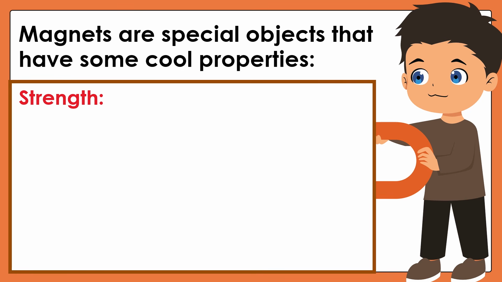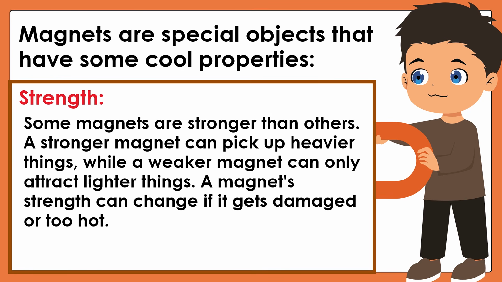Second is the strength. Some magnets are stronger than others. A stronger magnet can pick up heavier things, while a weaker magnet can only attract lighter things. A magnet's strength can change if it gets damaged or too hot.